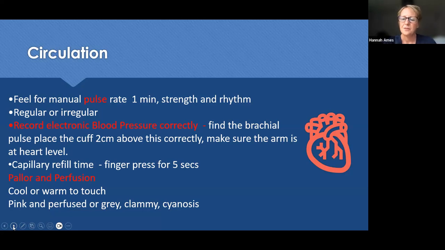And in a child, you might just do this gently on the chest, because peripherally it can be a little bit more difficult to assess that. So you want a central capillary refill time. So you're going to press gently for 5 seconds, and then you're looking for return perfusion in 2 seconds.